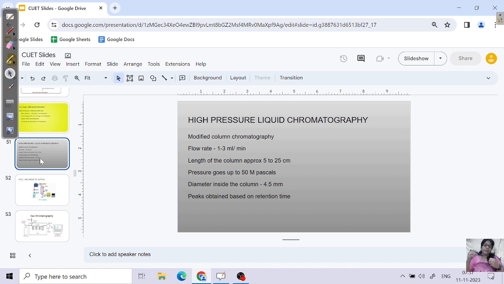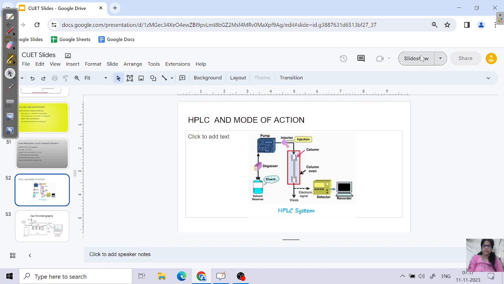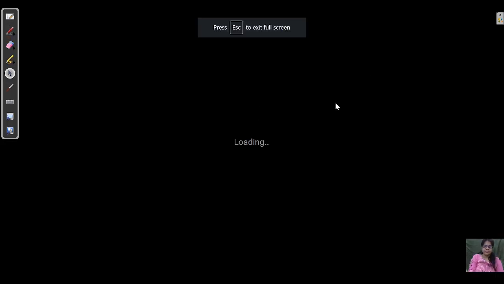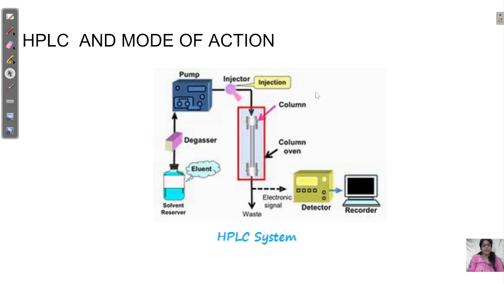So the pressure applied here is 50 megapascals, and the diameter inside the column is 4.5 to 5 millimeters. Generally they inject the sample here, and there is a high pressure pump with certain megapascals of pressure to allow the sample to separate, and based on it you get a graph in the recorder.